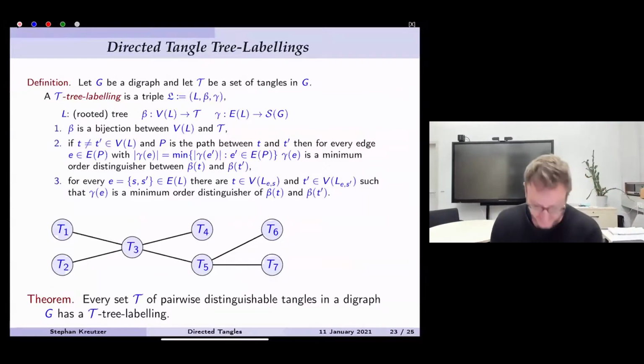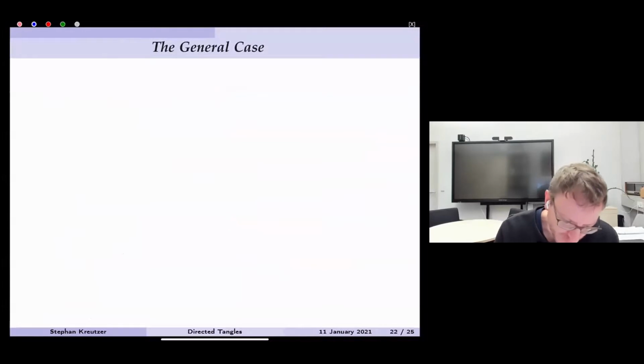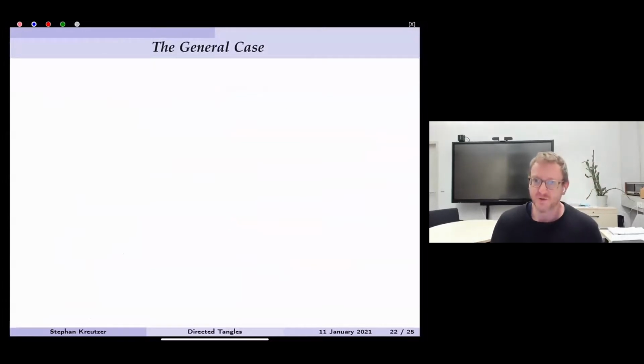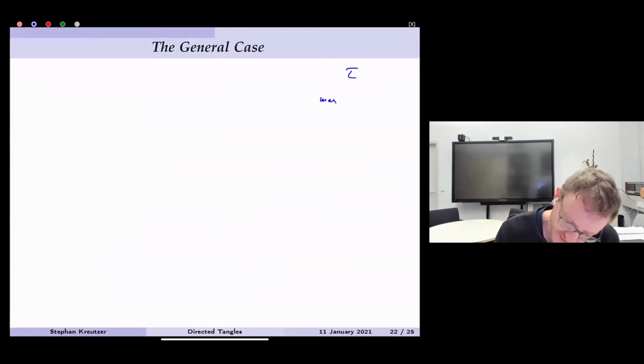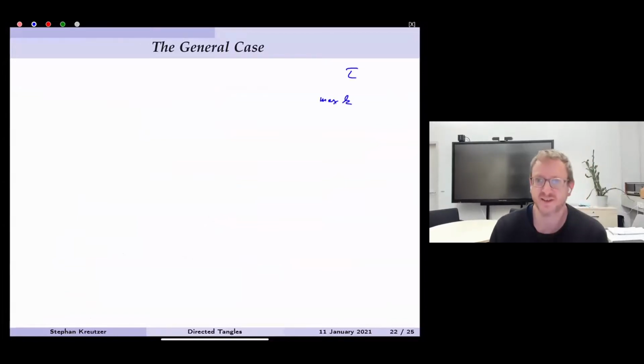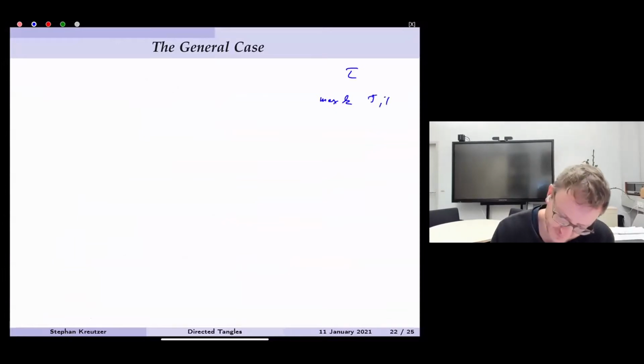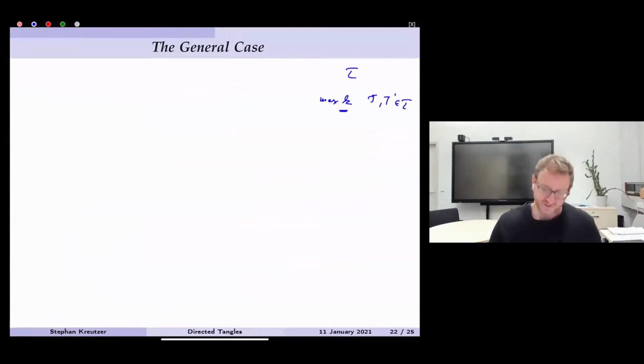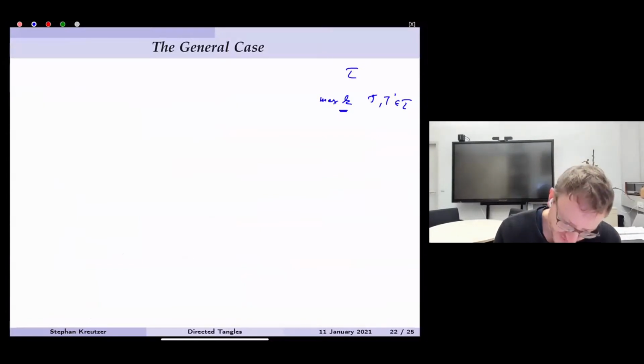All right, but still, let me take one more minute. So we want to prove now the general case. We have the set T, and what we do is we look at the maximum number K, so that there are tangles T and T prime in the set, which are only K distinguishable, but not K minus 1 distinguishable. And this is the first case we proved, where everyone is of the same order. So you get a nice tree labeling for these.